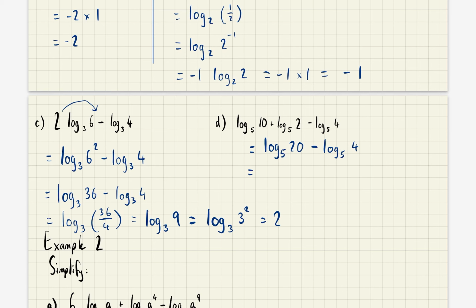Now log base 5, 20 minus log base 5, 4, I can do that as a division or quotient law. That's 20 over 4. And 20 over 4 is equal to 5, so that's log base 5, 5. And that's just equal to 1.